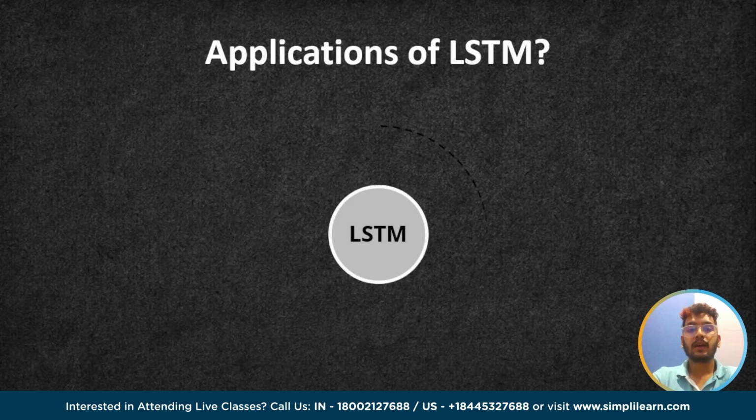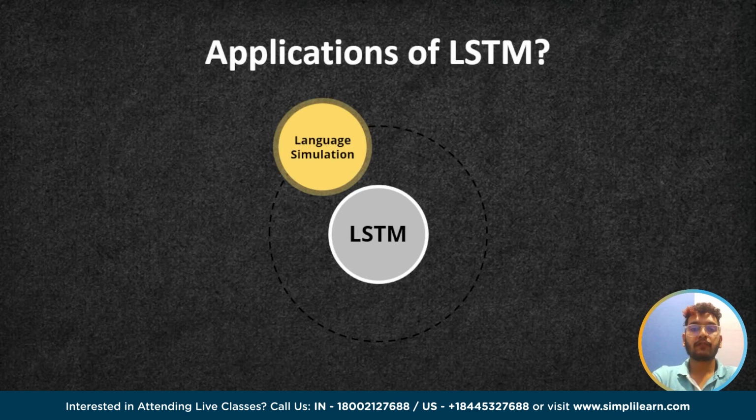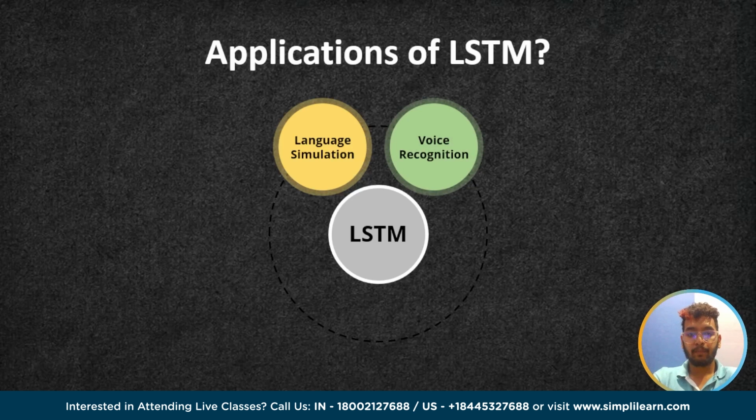The first one is language modeling. LSTMs have been utilized for natural language processing tasks such as language modeling, machine translation, and text summarization. By understanding the relationship between words in a sentence, they can be trained to construct meaningful and grammatically correct sentences.